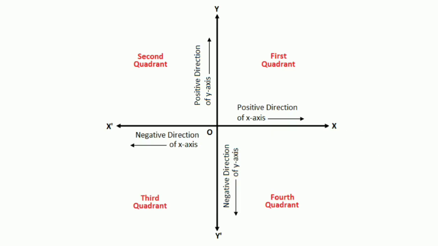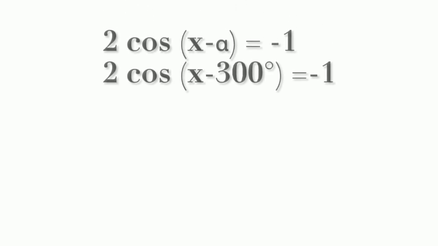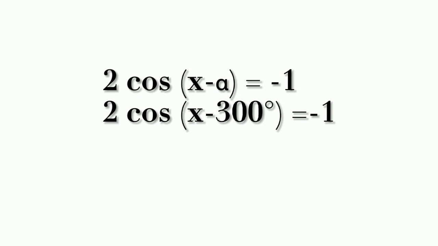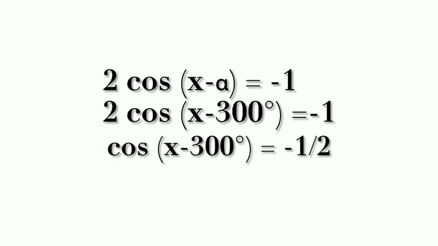Tangent square root of 3 is actually 60 degrees, but since it's minus, it is in quadrant 4. So it will be 300 degrees. Move the 2 to the other side of the equation. So now we will have cos(x minus 300 degrees) equals minus half.